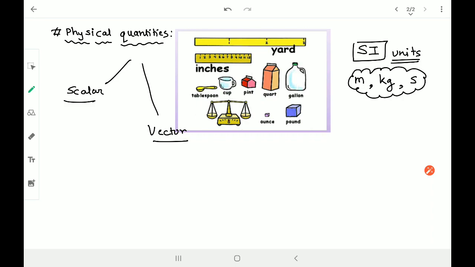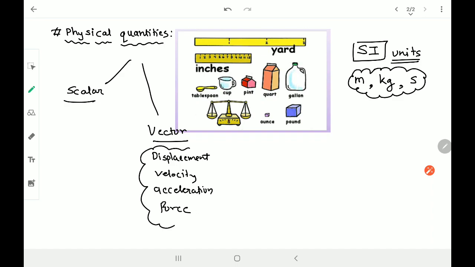So what are vector quantities? I'll just mention them because you don't know about them yet. Displacement, velocity, acceleration, force, all these are considered to be vector quantities. All these we are going to understand in this topic itself, and force in the next topic.